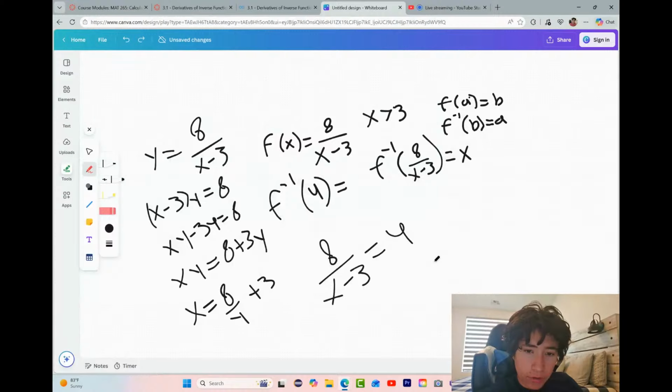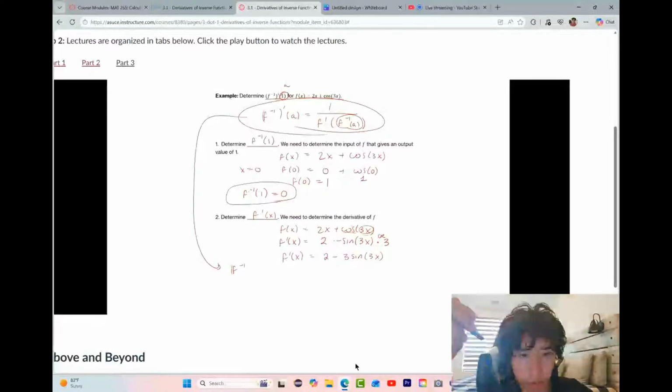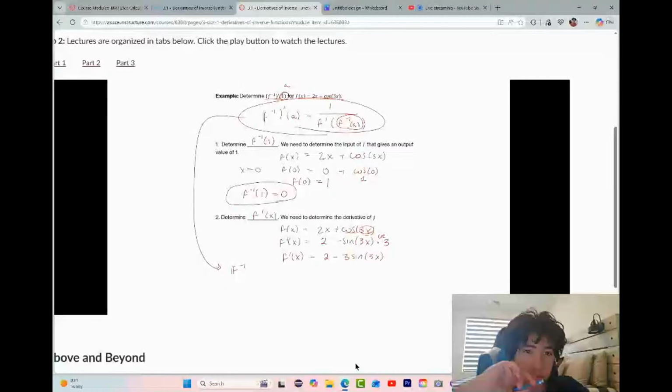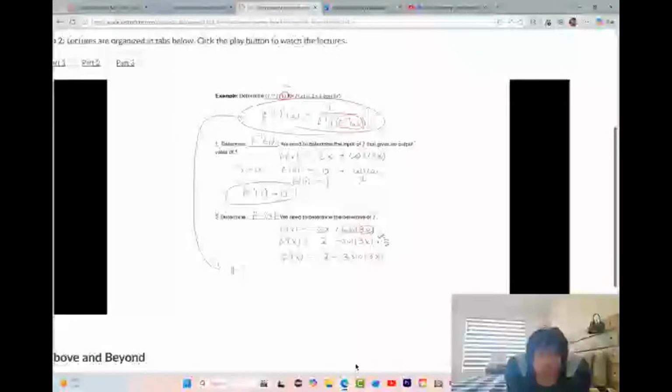So therefore, plug this back in. No, this is simple. Why am I complicating this? Equals 0. What value of x makes 2x plus cosine of 3x equal to 1? The input of the inverse function. So that value is 0. Plugging in 0 there gives us that. F of x equals 2x plus cosine of 3x. I see.